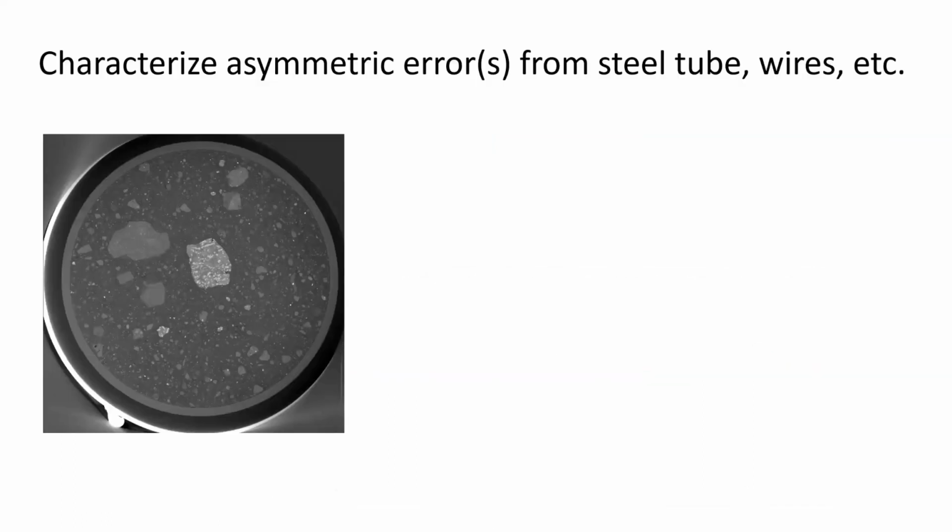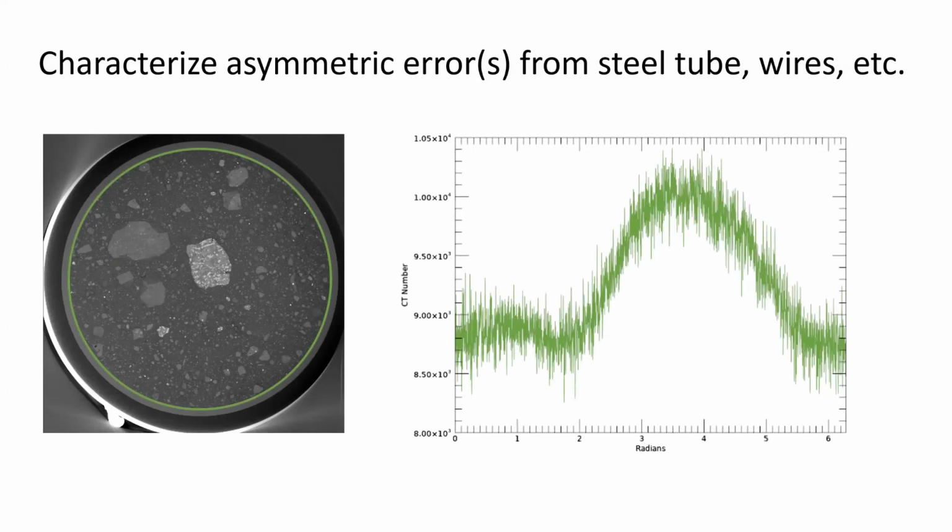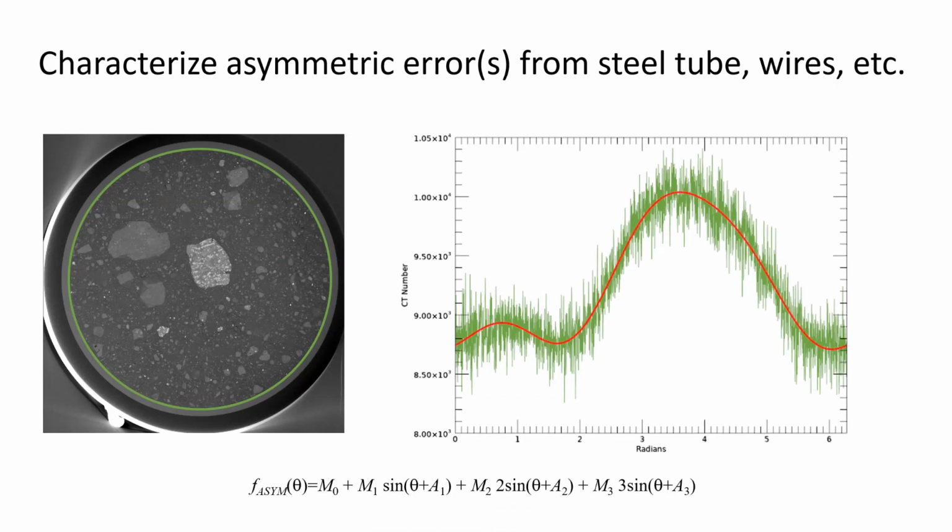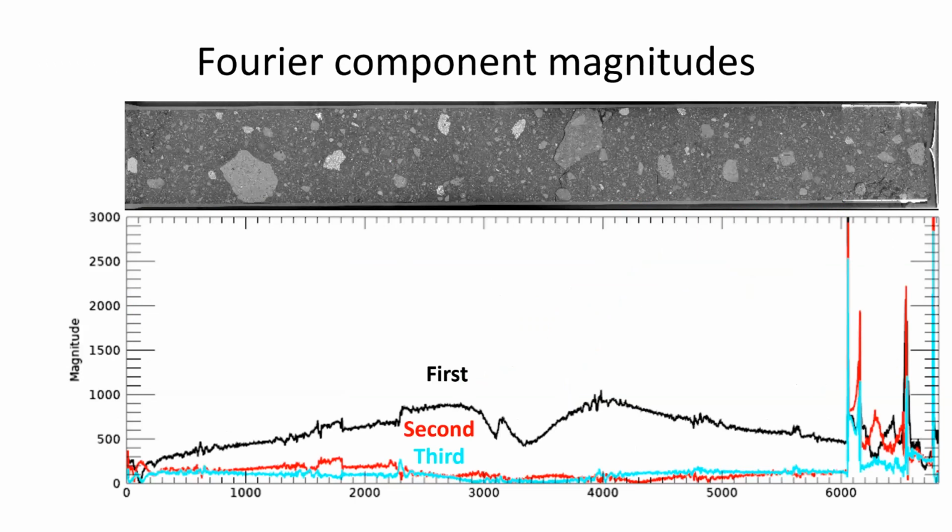Our next job was to characterize the asymmetric error coming from the steel tube and also from the wires. If we run another radial average around the tube, we see a pattern that looks like this. It looks nice and sinusoidal, but there are multiple components, partly because we have these other metal bits casting additional artifacts out. But since it is pretty sinusoidal, we can run a Fourier decomposition. We did this with 3 terms of the Fourier series just to keep everything as smooth as possible. If we look at those 3 Fourier components, the first one is the big one. The second and third are both there, trading off and sometimes canceling each other.